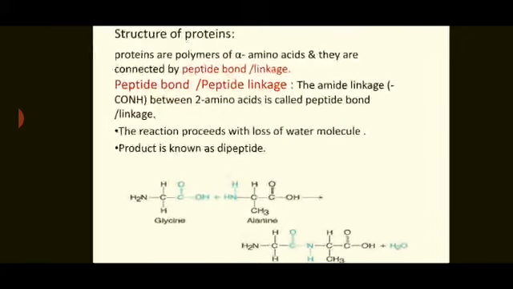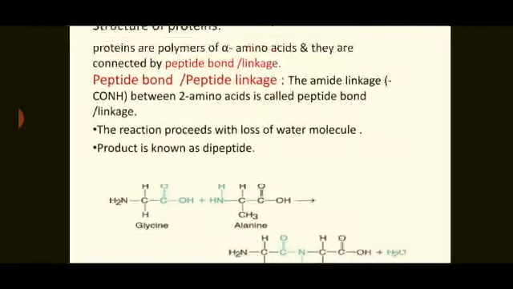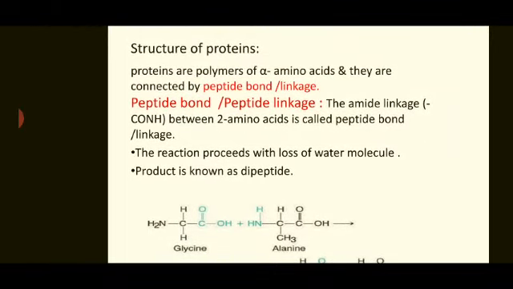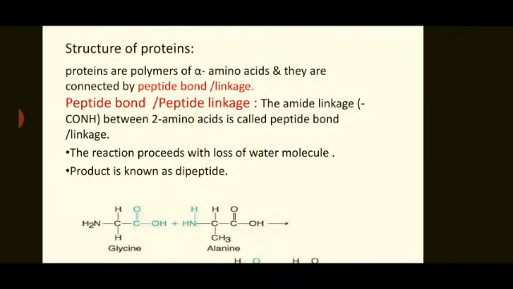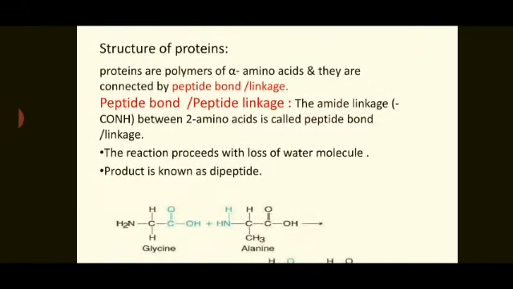As we have seen, proteins are made up of amino acids. So they are also called polymers of alpha amino acids. And how are these connected? Polymers means having a long chain. Poly means many, mer means chain. So when they are forming the chain, they are connected by a bond, and that bond is called a peptide bond or peptide linkage.